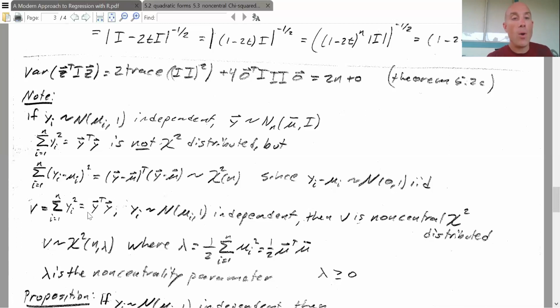All right, let's consider the situation where we're taking the sum of squared terms where we do not have a constant mean of 0. Like the means can all be different, but we have independence. Then what's going to happen is that we're going to say that V is non-central chi-square distributed. We're going to denote that as chi-squared n and then lambda. Now this is different than the lambda we saw before. This is not an eigenvalue.